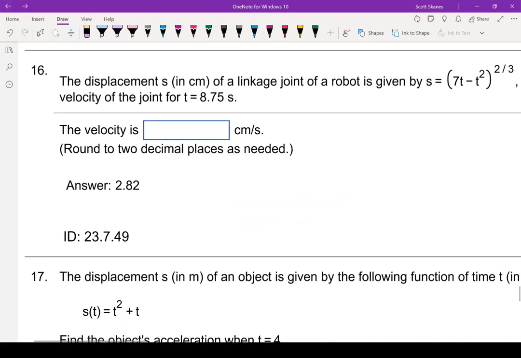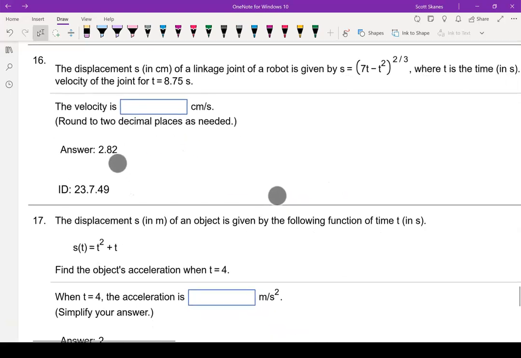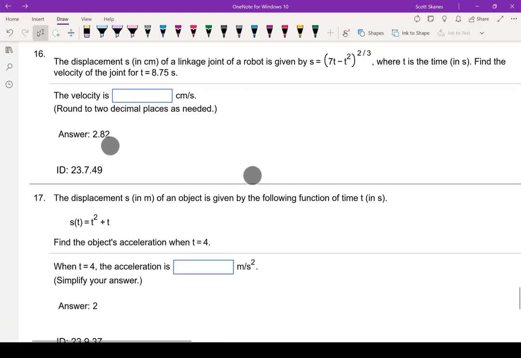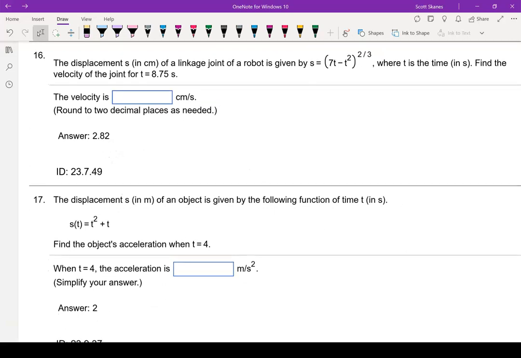Question 16. The displacement S in centimeters of a linkage joint of a robot is given by this expression, where t is the time in seconds. Find the velocity of the joint for t equals 8.75. Now, let's just remember, velocity, it's not asking you clearly what it is, but it's the first derivative of displacement. Velocity is s prime.